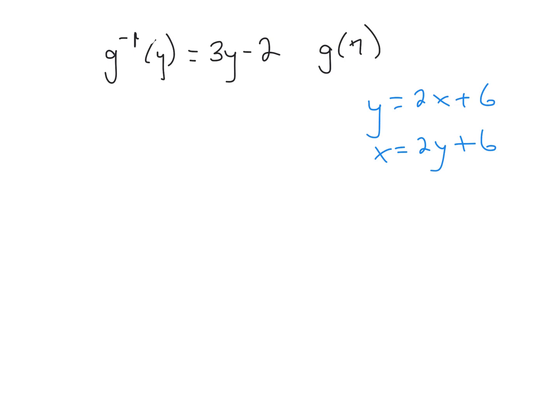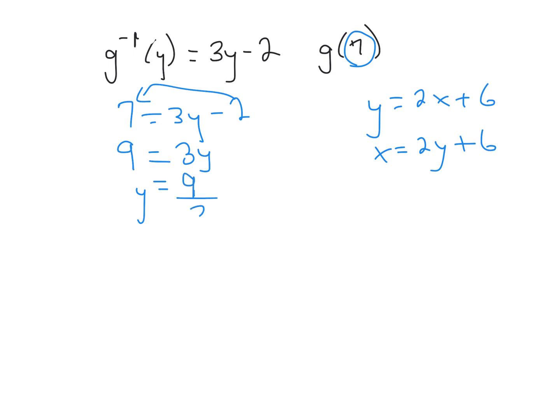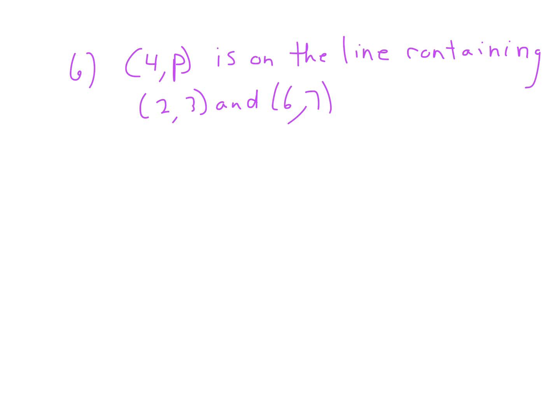And so if x is 7, because that's what g of x is, then we're going to go 7 equals 3y minus 2. And then if I bring that 2 over to the other side, I'm going to add it, and that makes 9. So I have 9 equals 3y, and then y equals 9 divided by 3, and that's equal to 3. And so that's what they mean by the inverse of a function, and that's how you would solve a question like that. All right, I just wrote it on another page so we'd have more room to work here.